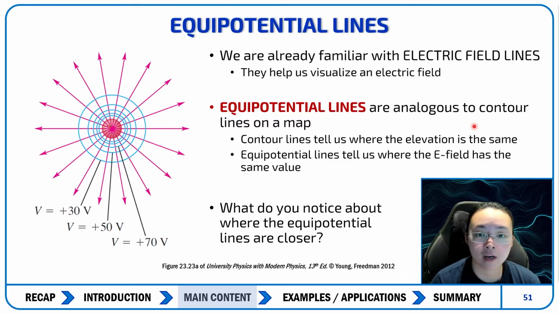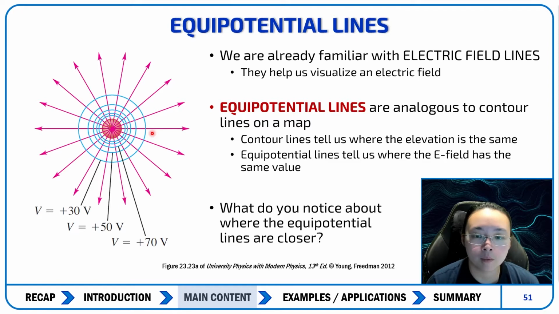With an equipotential line, it's the exact same idea. It just shows you where all of the potentials are identical to each other. So if I have a positive charge here, I have my electric field lines radiating out, and these blue circles are equipotential lines. That means at every single point on this circle, the potential is exactly the same.